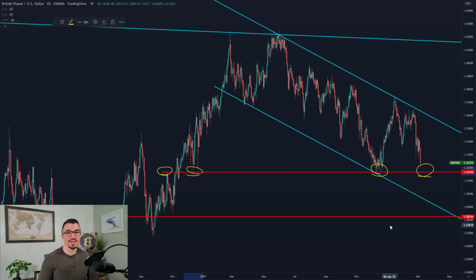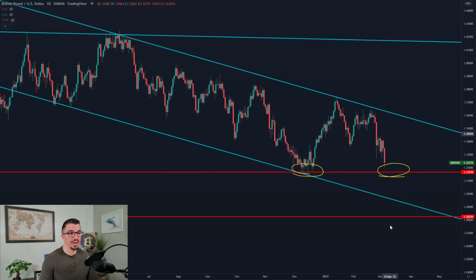We need to see the pound stay above that level on a daily closing basis. And if you are looking for a long, again, just my opinion, not financial advice, some type of bullish price action from this area, like a pin bar, could help to get the market back up here, maybe toward these lows.